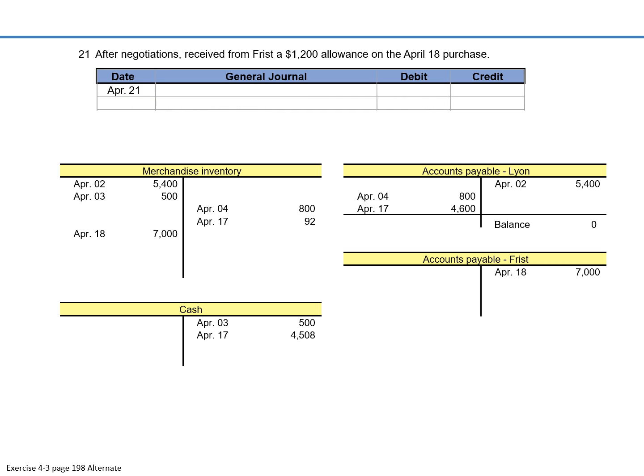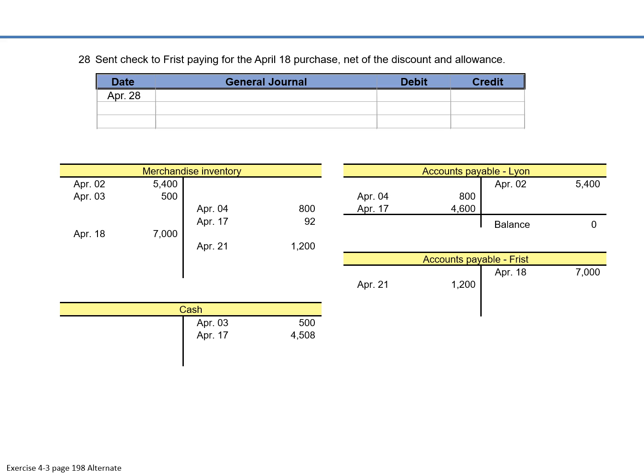Then after negotiations, we received a $1,200 allowance from the April 18th purchase. So we're going to reduce our accounts payable by $1,200. We do that with debits. We're going to reduce our inventory $1,200. Okay. Post those to our T accounts. Post our accounts payable to the left side, our inventory to the right side.